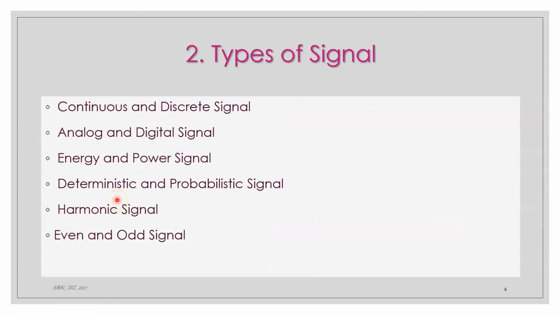Now we go to the types of signal. We have different types of signal, so we will look at them one by one. These are basically types of signal and their opposite types, for example, continuous and discrete, analog and digital, and so on.